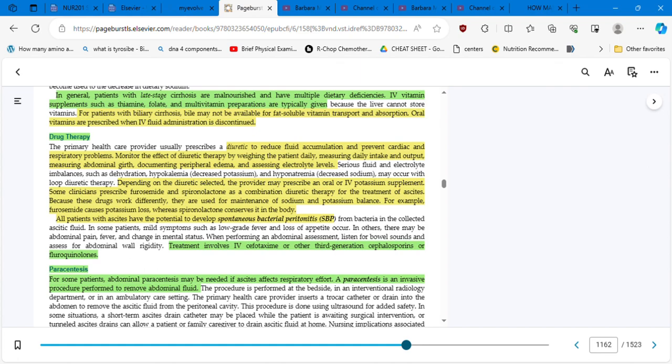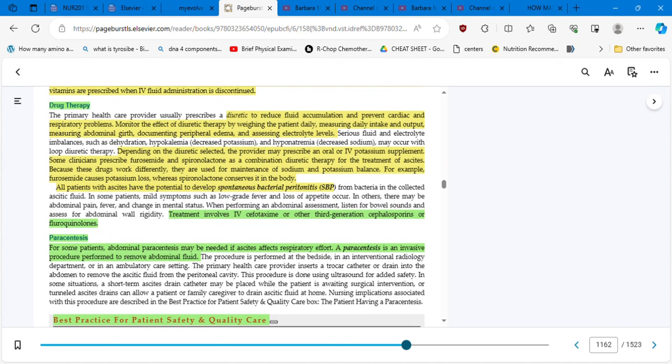Drug therapy: they are going to use diuretics to reduce the fluid accumulation and prevent cardiac and respiratory problems. Monitor the effect of diuretic therapy. You have to check the weight of the patient and check the electrolyte levels. Depending on the diuretics selected, the provider may prescribe an oral or IV potassium supplement. Some clinicians prescribe furosemide or spironolactone as a combination diuretic therapy for the treatment of ascites.